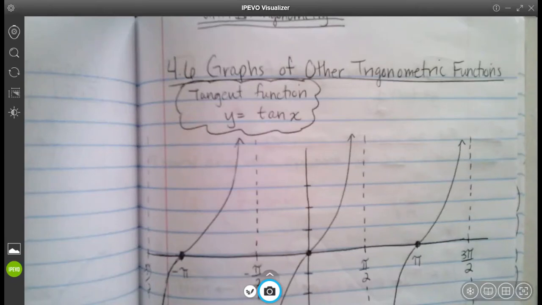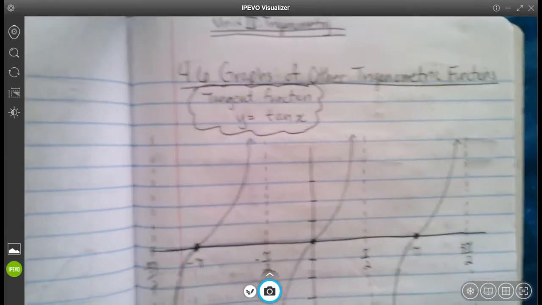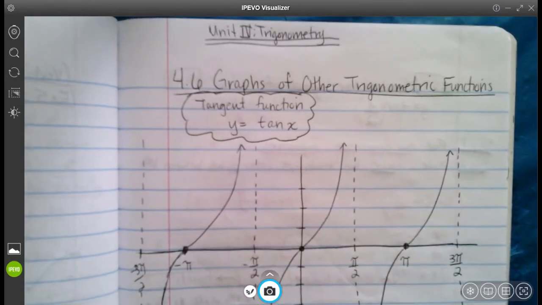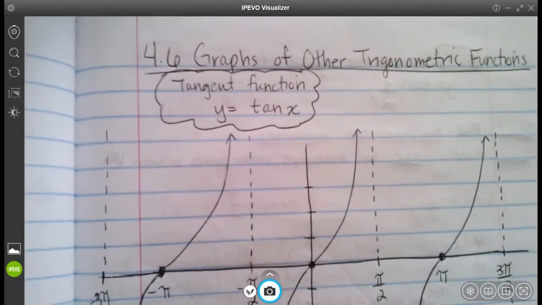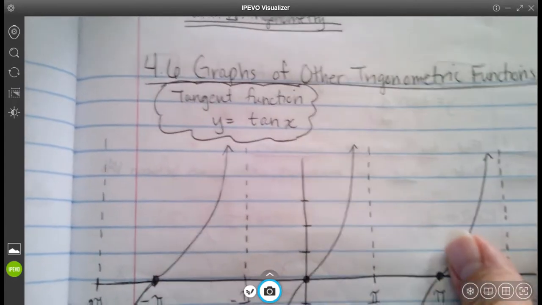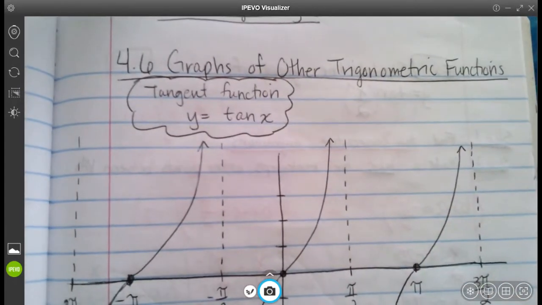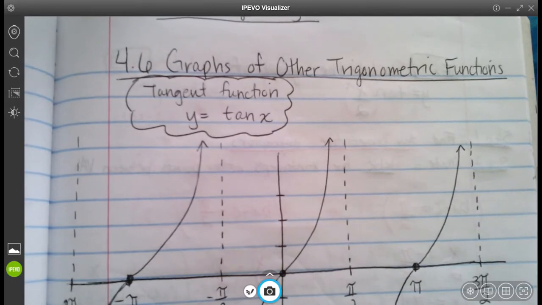In this video, we're going to cover section 4.6, graphs of other trigonometric functions. This is still unit 4, trigonometry. This one is pre-done just because there's a lot of graphing, so I didn't want to spend too much time in the video actually drawing the graphs out.